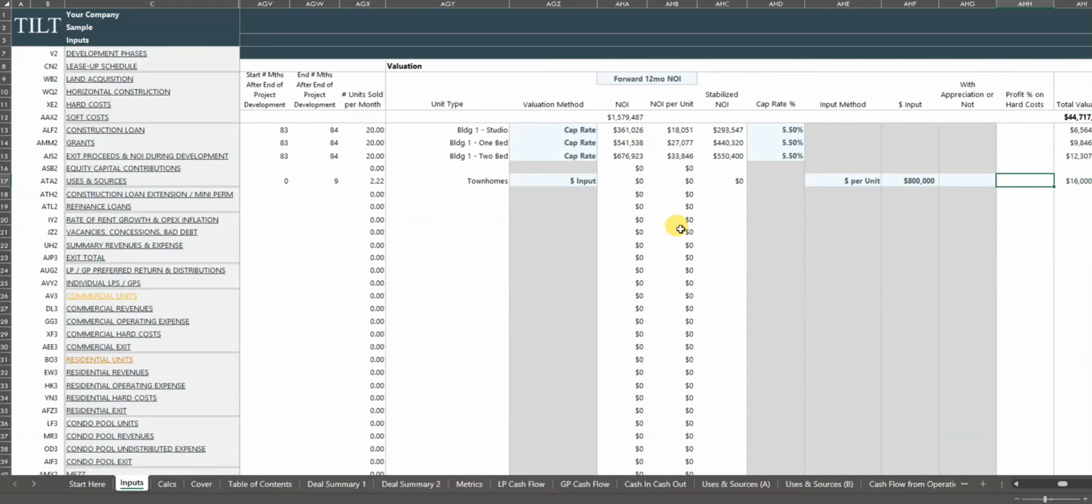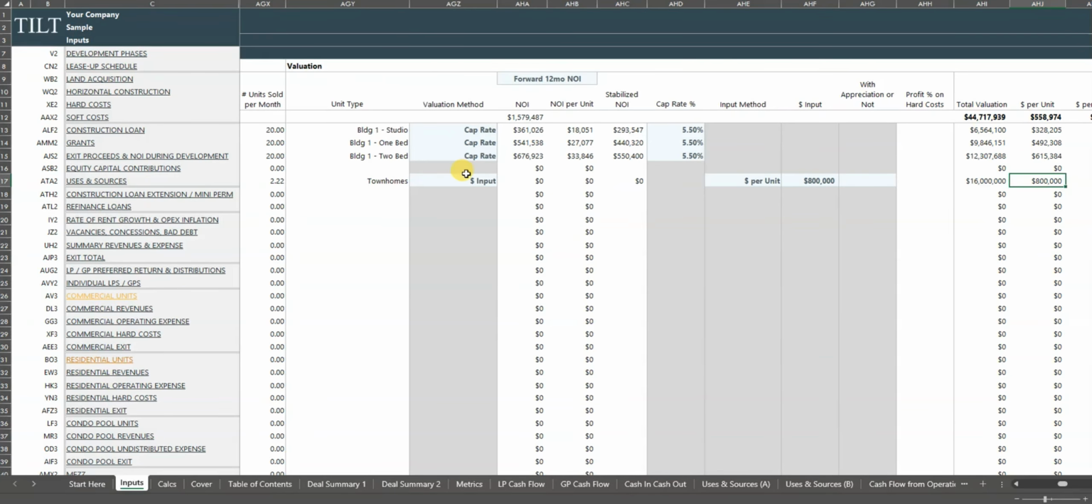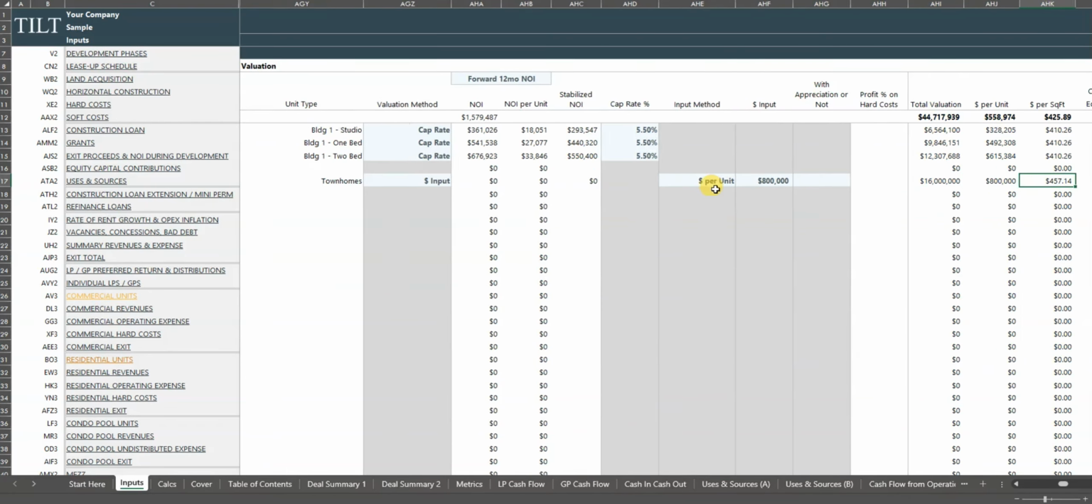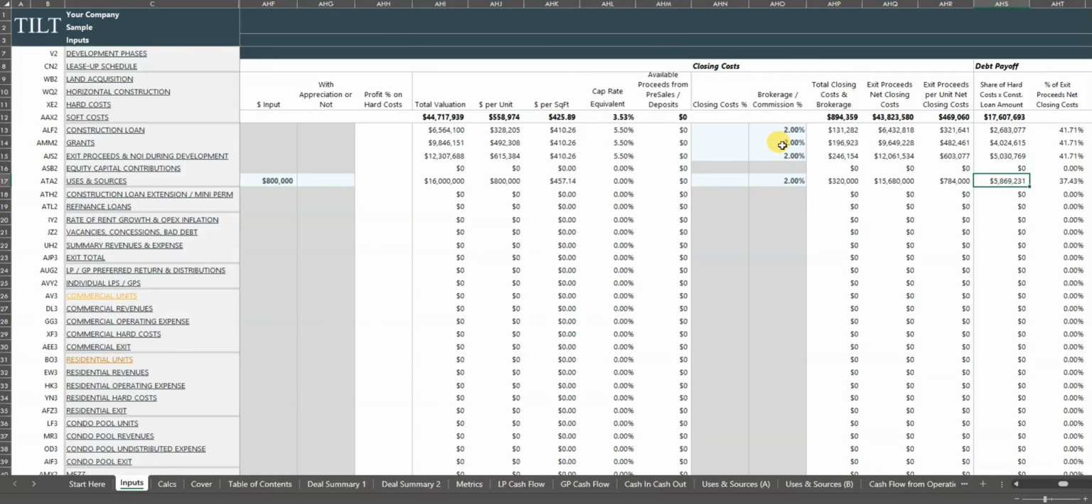The model provides us options on valuation. Of course, you can't apply a cap rate to a product where you don't have any revenues or NOI. And so I can toggle that I want to sell these townhomes on a per unit, per square foot, just a dollar total basis. Let's just say $800,000 a unit. 2% closing costs across the board.